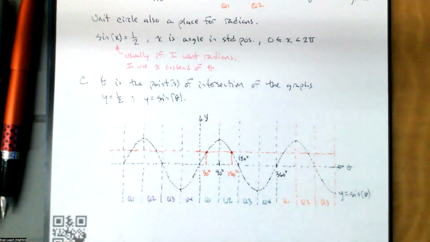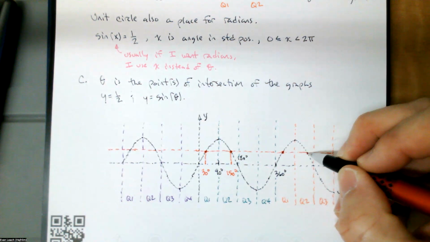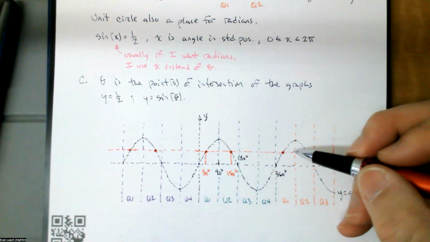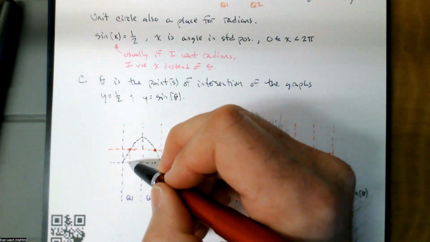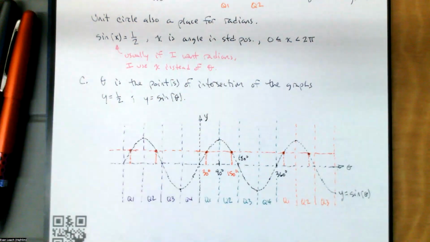Each time our 1/2 intersects with the graph of sine x, we're still at a 30-degree reference angle in quadrant 1 and quadrant 2. Here's another 30-degree reference angle in quadrant 1 and quadrant 2. So we get another solution every time we go around the circle. Every time we add 360 degrees, we get another solution.